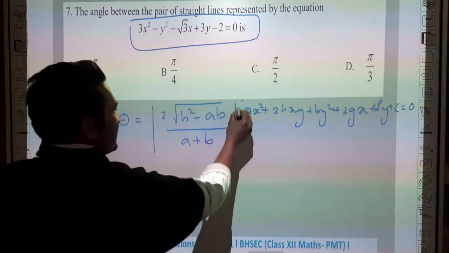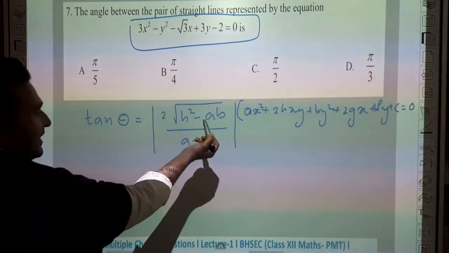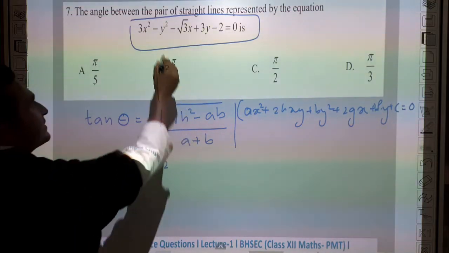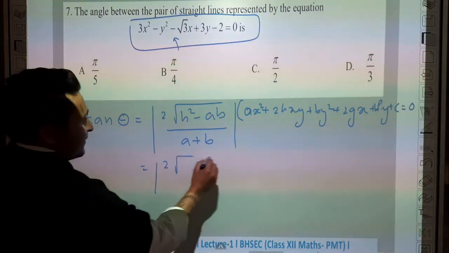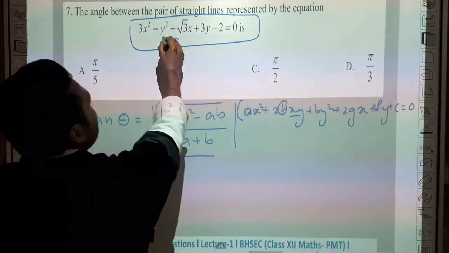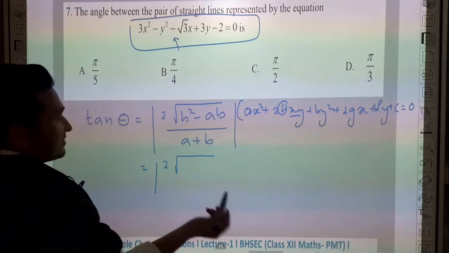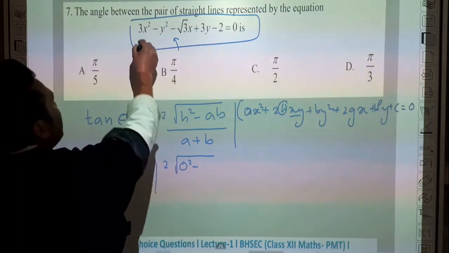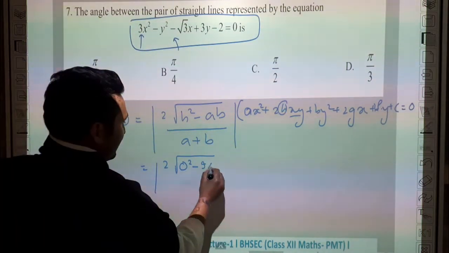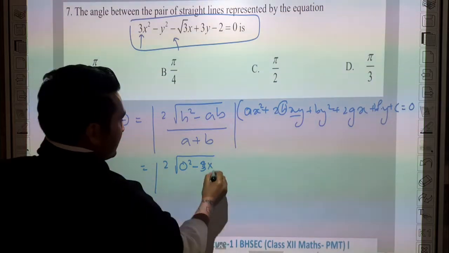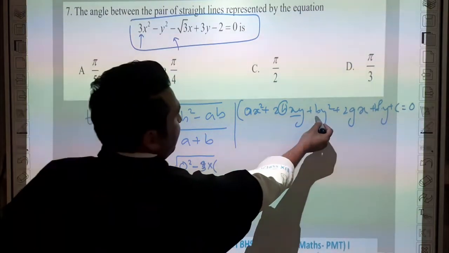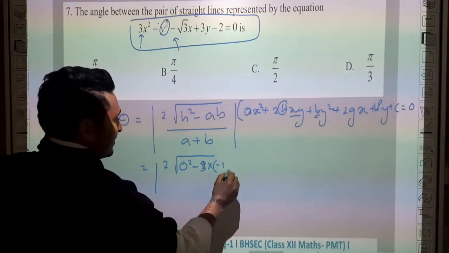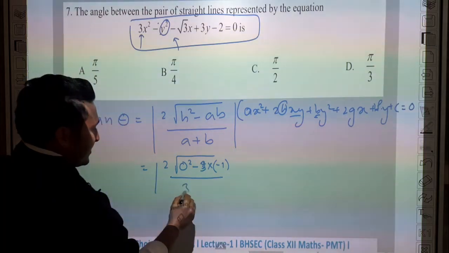Now just see what the values of a, h and b are and substitute here. If you look at this equation, we have root of, in place of h, since we do not have an xy term, h is 0, so 0 square minus a times b. In place of a we have 3, and in place of b we have minus 1. b is the coefficient of y squared. So minus 1, divided by 3 minus 1.